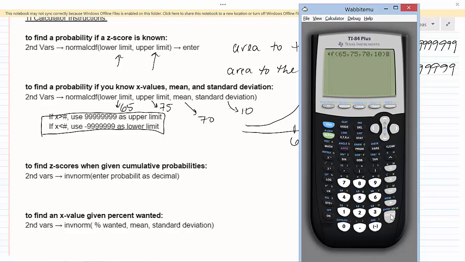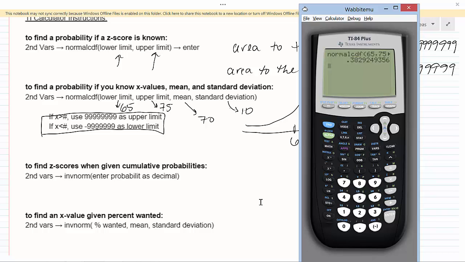I'm going to hit enter, and for anyone who has an older calculator, like Haley, I know you have an older calculator, this is how you're going to plug it in here. You'll get the normal CDF up on your home screen when you press it, and then you're going to do 65, 75, 70, 10, and hit enter. And we're getting that area of 38.3%. So that's the probability that one of your raw scores is going to be between 65 and 75.